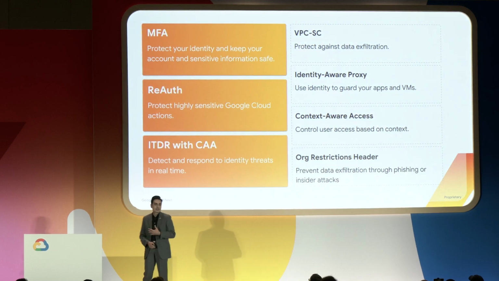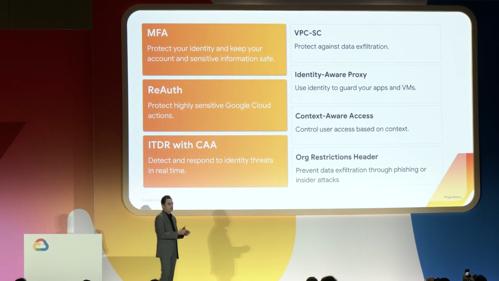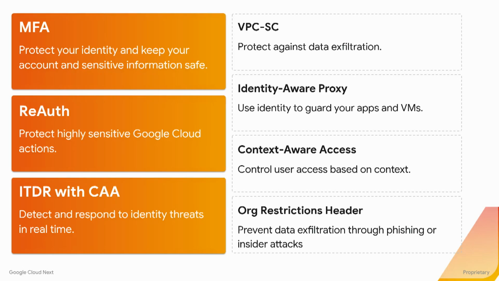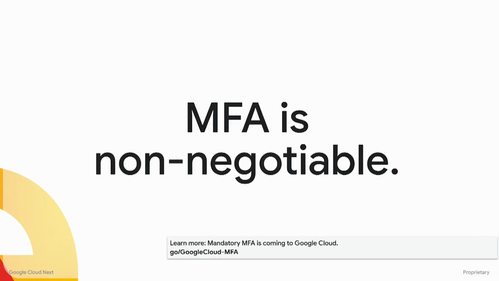Now, when it comes to access risk, we have a whole bunch of products that you can leverage, and we have sessions this week that go into a lot more detail about each of these capabilities. There's VPC service controls, there's identity-aware proxy, there's context-aware access, there's also org restrictions headers. But the three that I want to talk about today, before we open up for questions, are MFA, reauthentication, and ITDR with CAA. Starting with MFA.